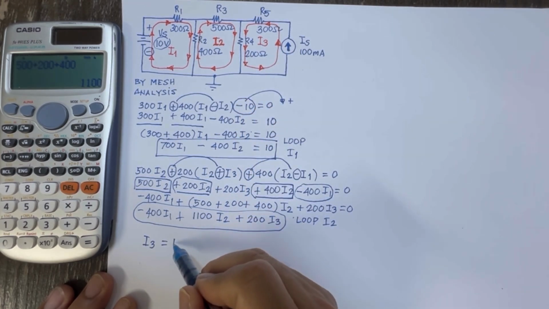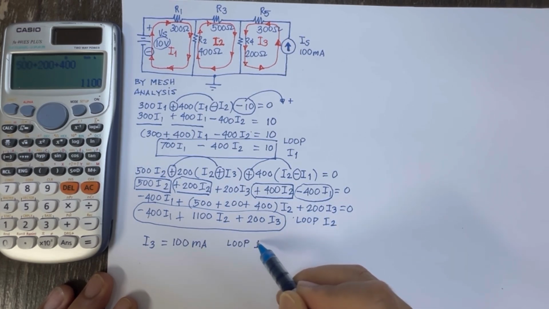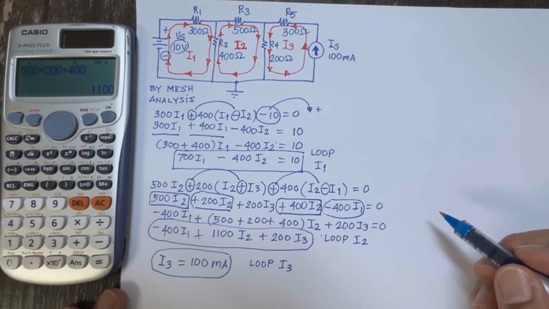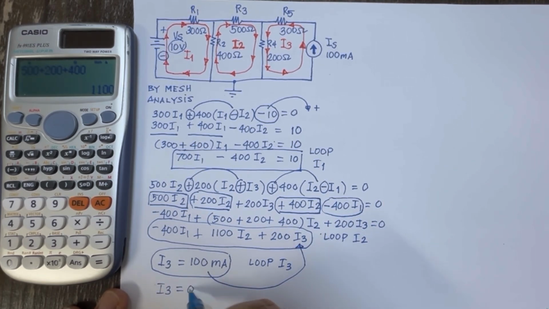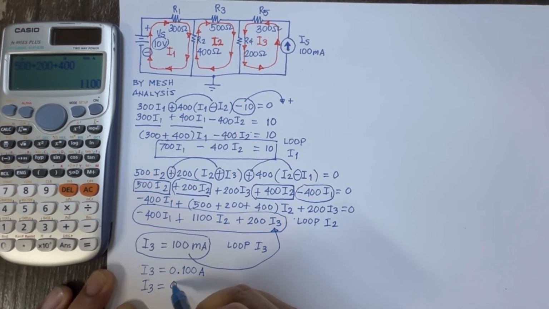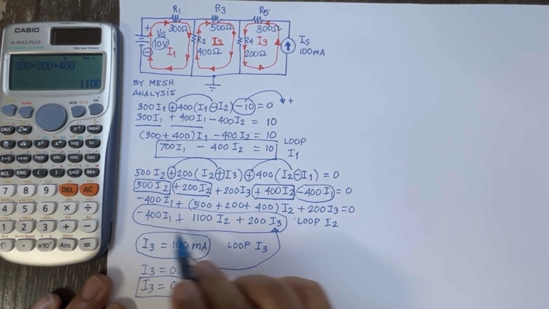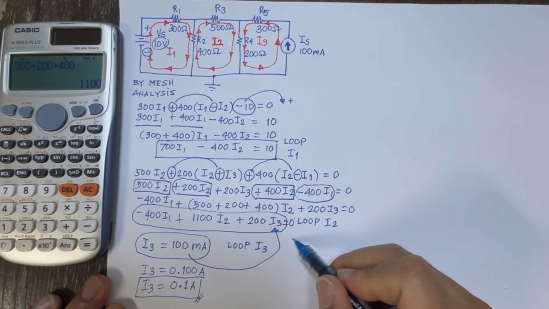So I3 is equal to 100 milliamperes because the current source is already given. Therefore, I3 will be equal to 100 milliamperes. And we can substitute this 100 milliamperes for the value of I3 in equation number 2. So I3 will also be converted here into amperes. So we got 0.1 ampere here. And we can substitute the 0.1 ampere here. Let's put equals 0 over there.